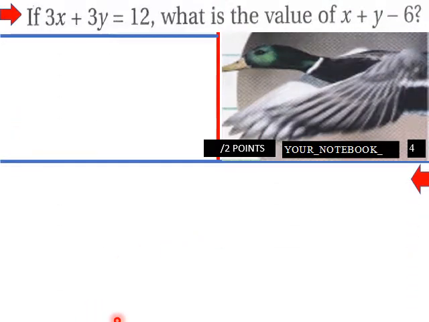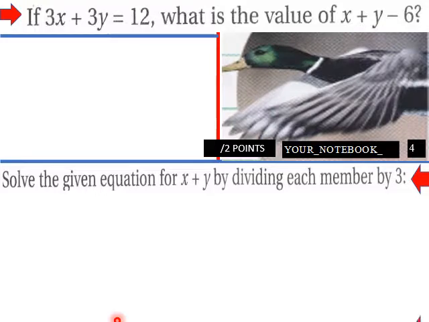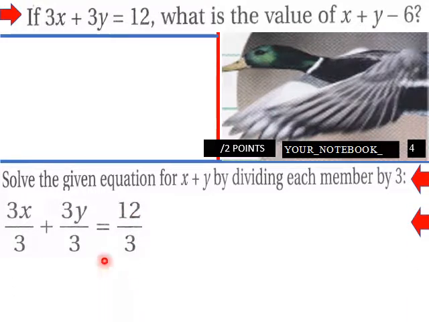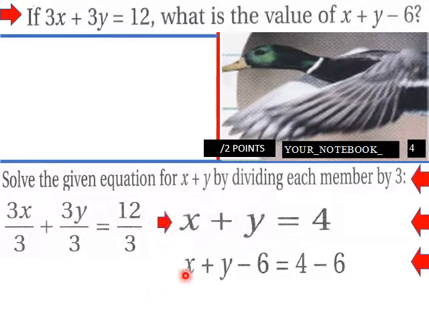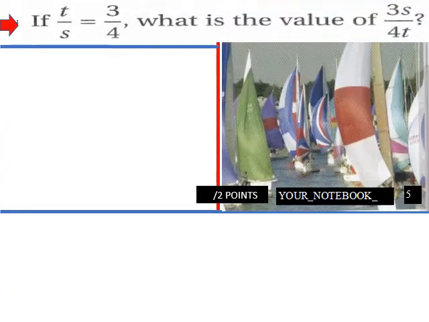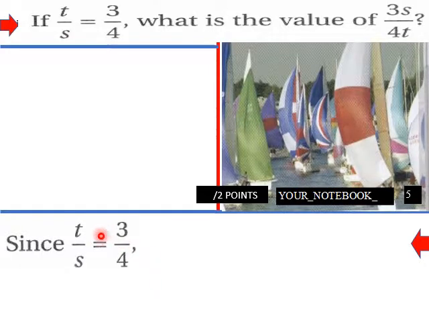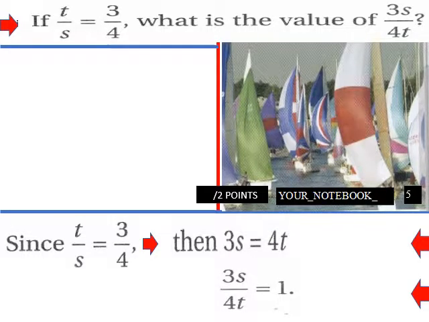So for example here, if 3x plus 3y equals 12, what is the value of x plus y minus 6? Solve the equation by dividing through by 3. x plus y equals 4. And then we set up a system here of equations, and we come up with equals negative 2 here. Move this over here. If t over s equals 3 over 4, what is the value of 3s over 4t? Since t over s equals 3 over 4, 3s equals 4t, so 3s over 4t equals 1.